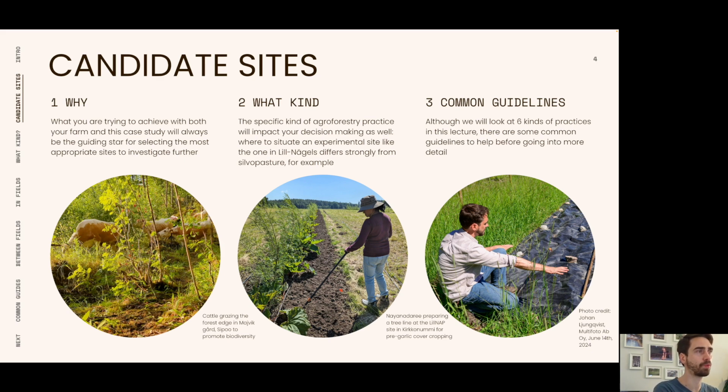But what you want to do and why you want to do it is going to be really important. You've already worked on that, so we're good. Then, of course, what kind of agroforestry practice is going to get you to your farm's goals? That's super important. I kind of touched on this already. You won't situate this really experimental site, as it says there in the text, just anywhere, right?